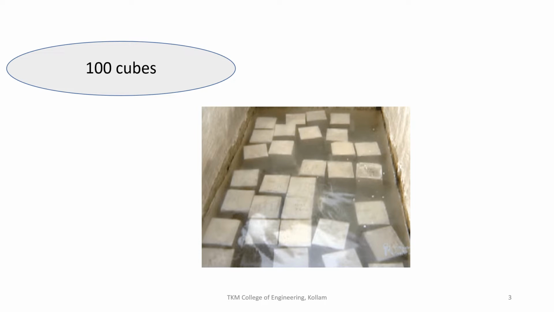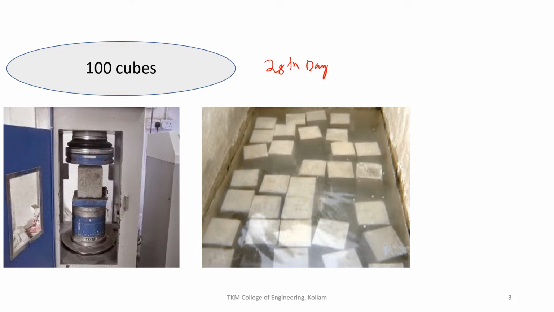Now we'll discuss how we take the characteristic compressive strength. Suppose you have 100 cubes, each having dimensions of 15 centimeter by 15 centimeter by 15 centimeter. On the 28th day after casting, you will do the compression testing of these cubes, after proper curing of the 100 cubes.